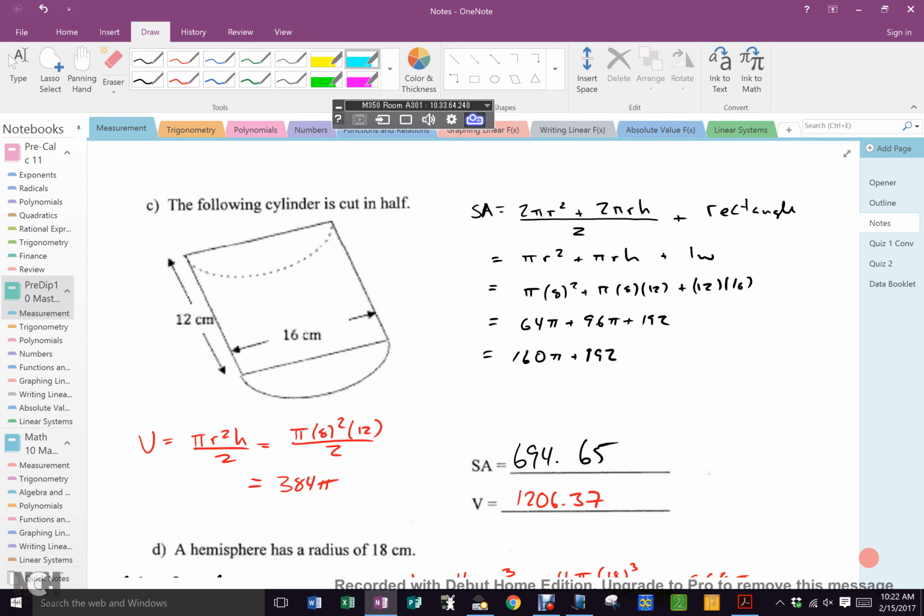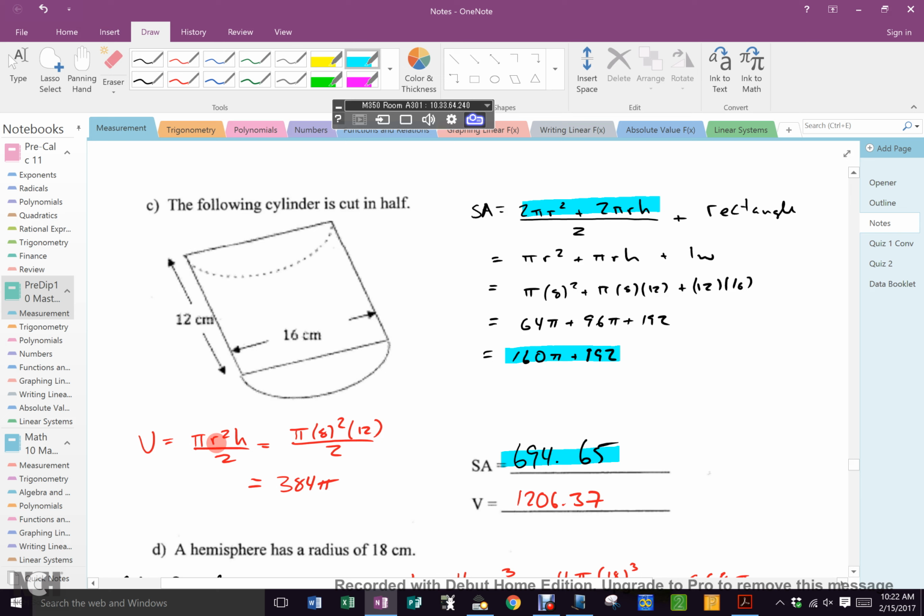Cylinder cut in half. So the surface area is the surface area of a cylinder cut in half plus this rectangle. Yes? Because that's a new surface. So I did the whole surface area, 2 pi r squared plus 2 pi r h, divided by 2. So I canceled all the 2's. Pi r squared plus pi r h plus the rectangle, which was length times width. And you end up with 160 pi plus 192, or that.